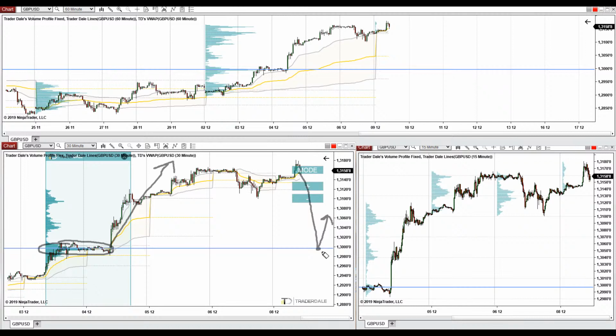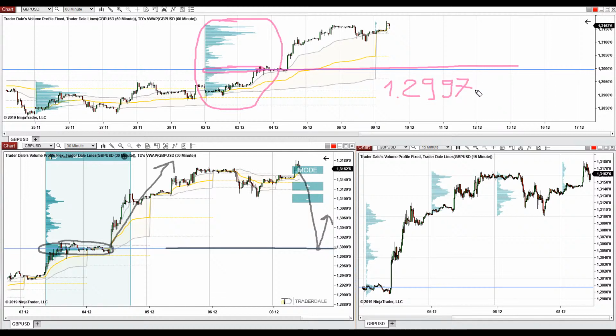Alright, so let's just wait for a pullback, and this level should work as a strong intraday trading support. By the way, if you look at the weekly fixed profile, you can see that this level is also very strong. Heaviest volumes are right there. This is the level. This is the significant volume cluster the support is based on. Alright, the exact value of the level is at 1.2997.